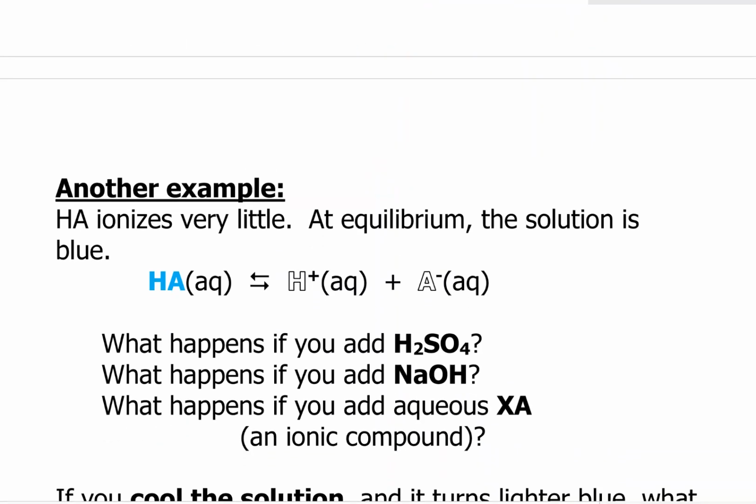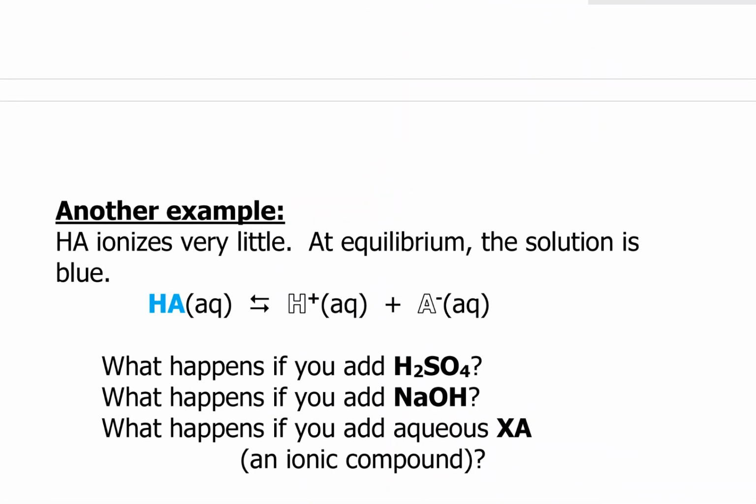Let's look at another example. HA is an acid. We use, of course, hydrogen in front because it's an acid. The A stands for anion, the negative ion that goes with it. Anyway, it ionizes very little. In other words, at equilibrium, most of this acid is in this molecular form with very few ions present. And so at equilibrium, the solution is blue. On this, I have it marked that HA is blue and these two are colorless. So even when it's at equilibrium, it's mostly blue, and there's just a few of those floating around.